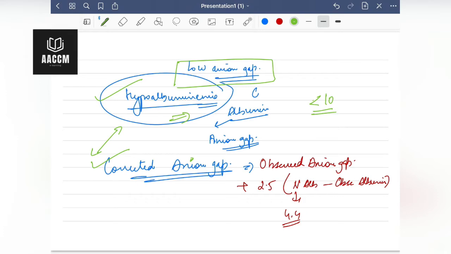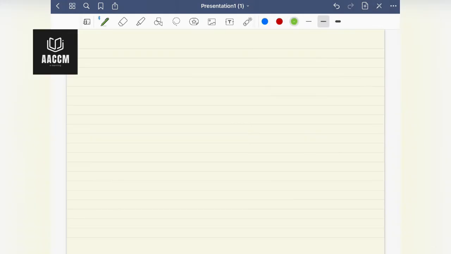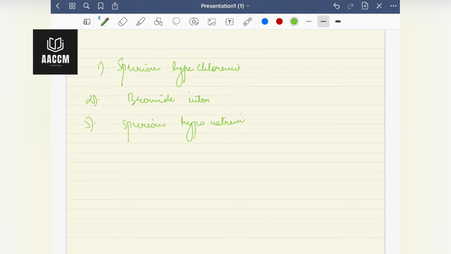The other causes of low anion gap metabolic acidosis are spurious hyperchloremia, bromide intoxication, spurious hyponatremia, and hypermagnesemia.